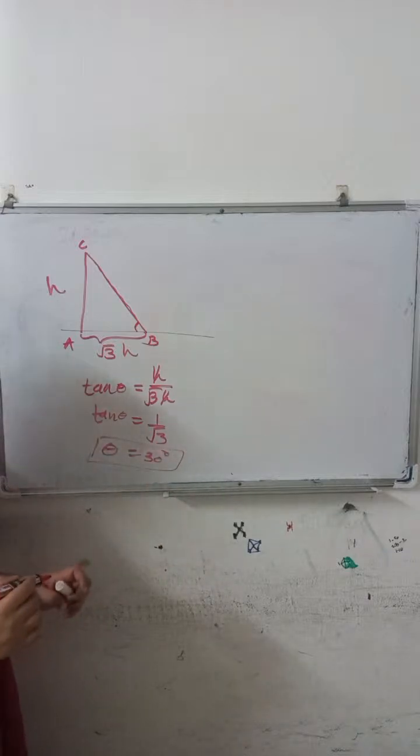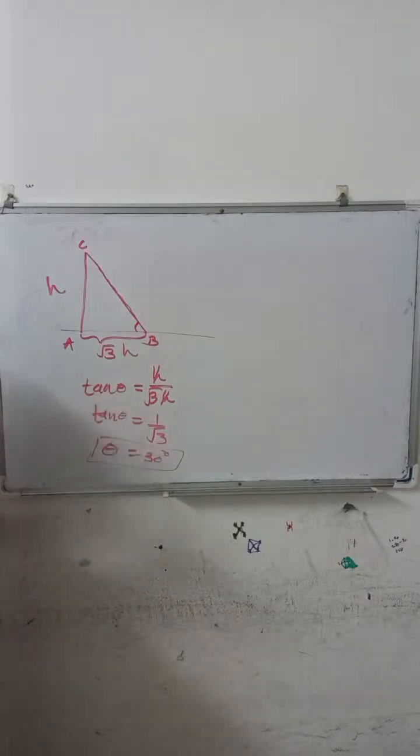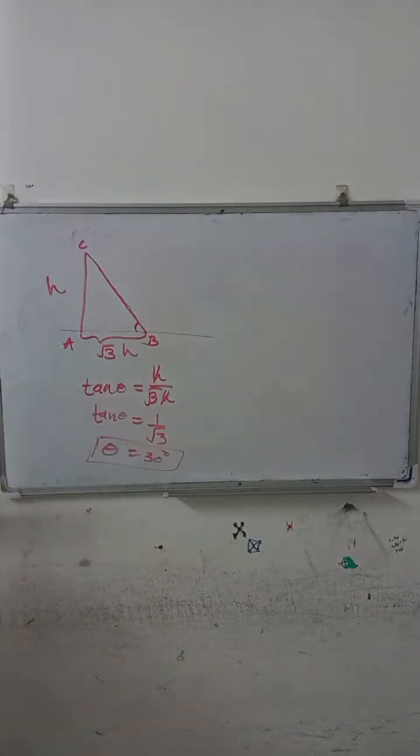Getting this? That's what I told you yesterday: learn the angle values, they are very, very important. So here the option is 30 degrees, that means the correct option is B. Copy this.